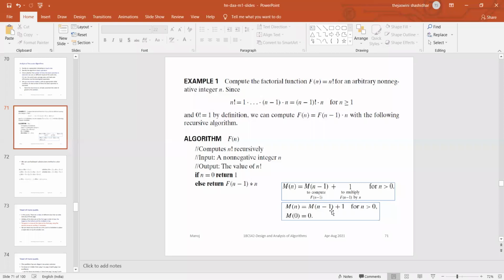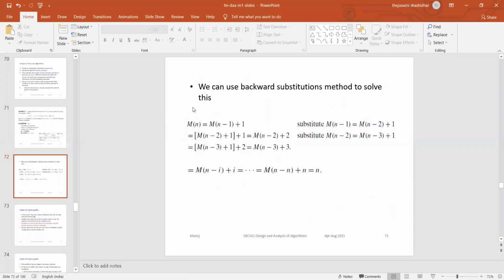The recurrence relation is m of n is equal to m of n minus 1 plus 1, and solving the recurrence relation is done with this method. To solve the recurrence relation, we use this one.